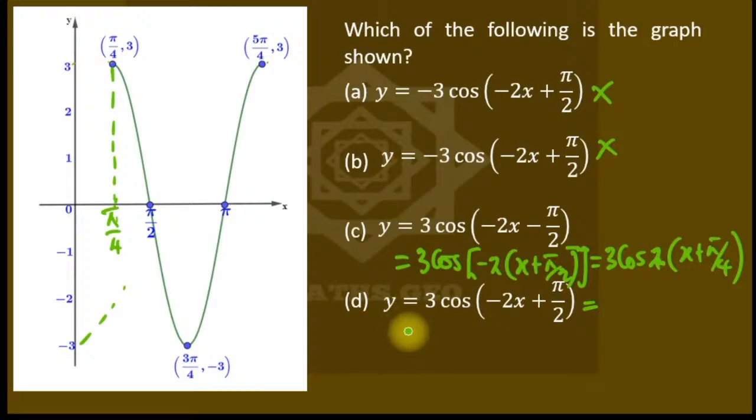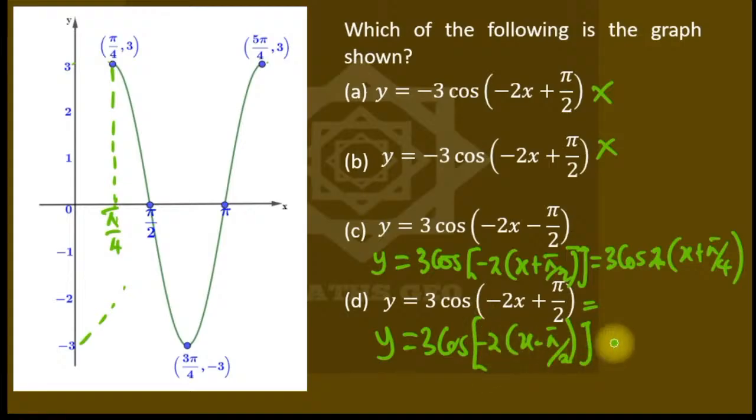And this one, to bring out the negative sign, I have x minus pi over 2, which is 3 cos 2 bracket x minus pi. So as you can see, this is shifting to the right. You see that this is off, and this is left, so it's off. I shifted to the right, so it should always be negative. So without even solving further, D is the answer.